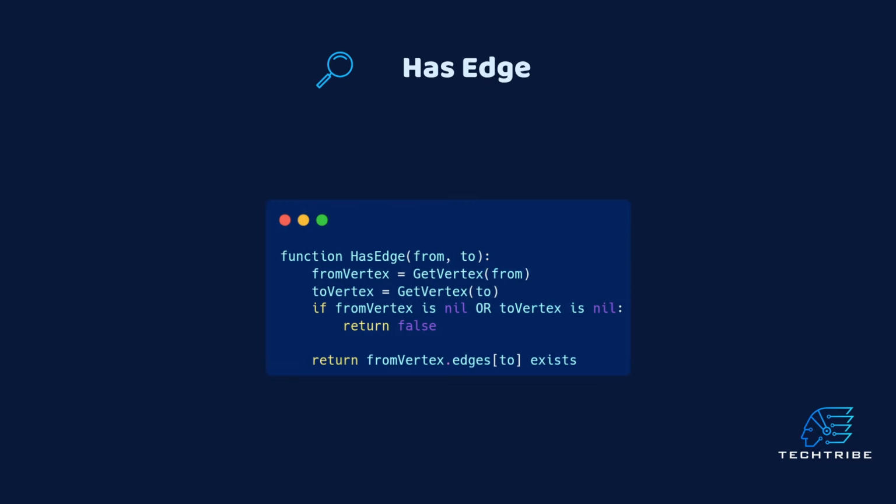It's actually a really simple function to implement. We get the from vertex, the to vertex. If any are nil, we return false. And we then check inside the from vertex's edges with the key being the to vertex, which means the destination vertex that we want to check. Let's now implement that in Go and see how this will look.